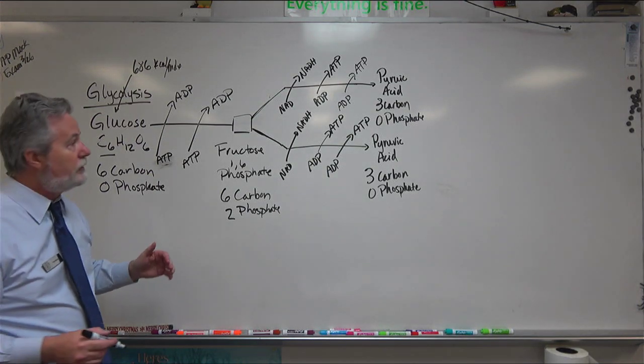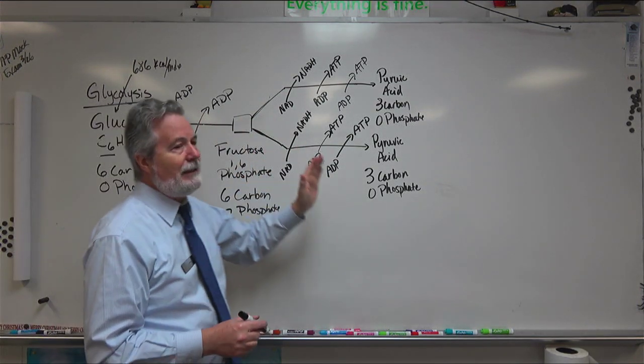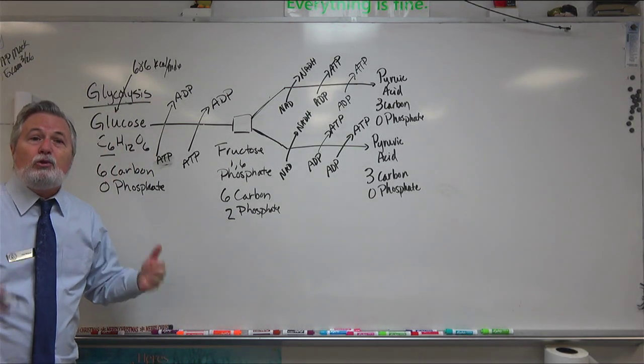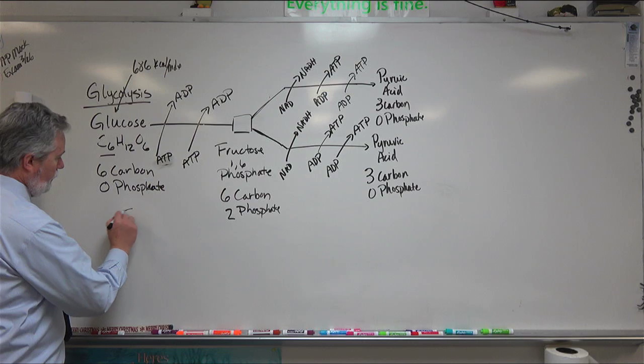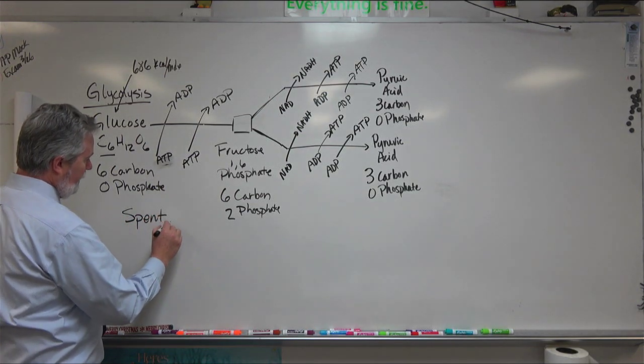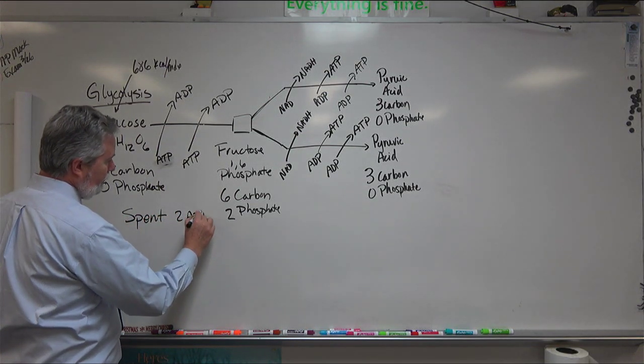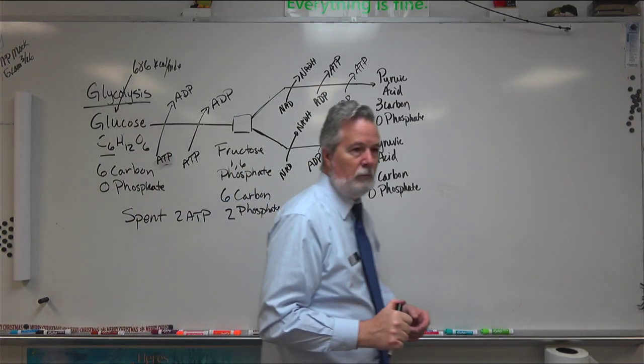So let's look at this. How many ATP molecules did we use up or spend? 2. We spent 2. So there's a table on that very first page that you need to fill in. We spent 2.